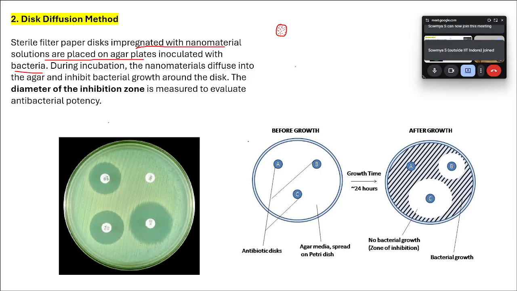Okay, so unlike in the previous method in which the wells were carved out, in this particular method, that is the disk diffusion method, what would be the procedure? So this is the inoculated agar plate.